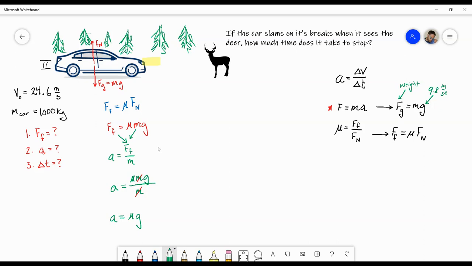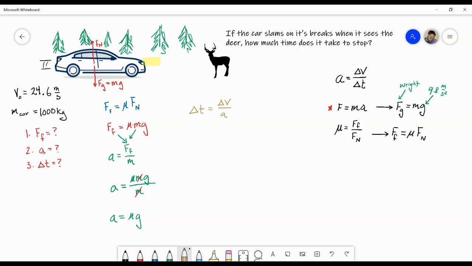What about finding the change in time? I have an acceleration. Could I go one step further than that? Sure, I can. Let's go ahead and do that right here. So let's choose another color. And if I say that my acceleration now over here on the right is a change in velocity over a change in time, then I can rewrite that and say that my change in time is equal to a change in velocity divided by an acceleration.